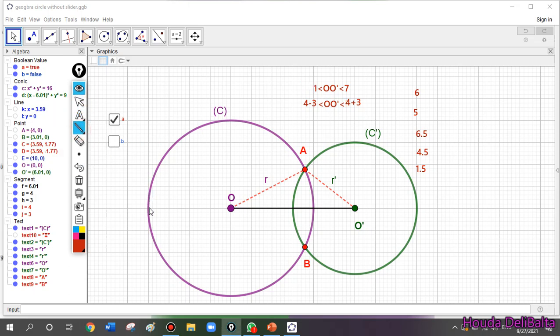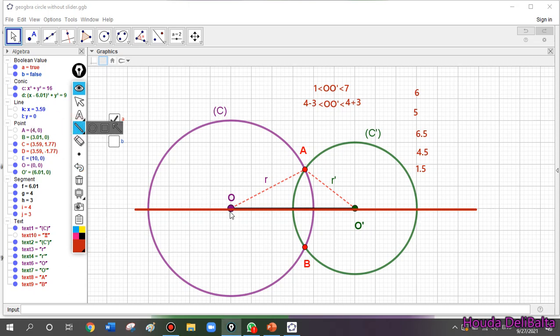Also, in intersecting circles, the line holding the centers is considered as an axis of symmetry. So the line holding the centers is considered as an axis of symmetry, which means that when I consider that as a paper and I fold the upper part again towards the lower part, I can notice that this part will coincide with this part and this part will coincide with this part.